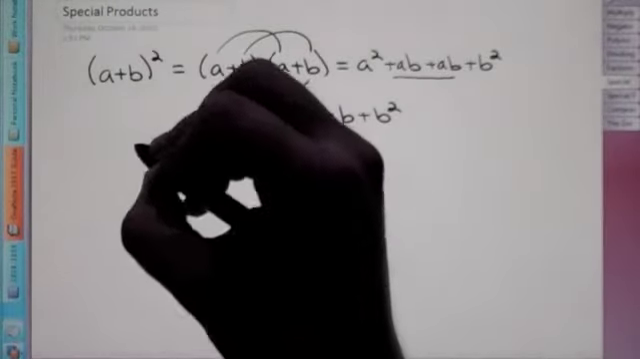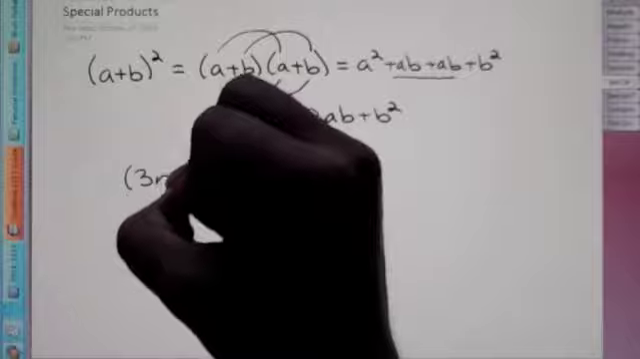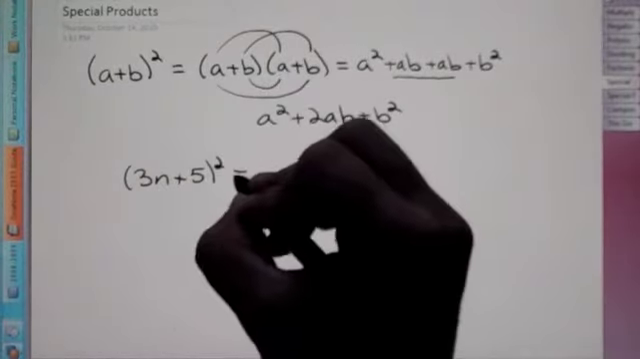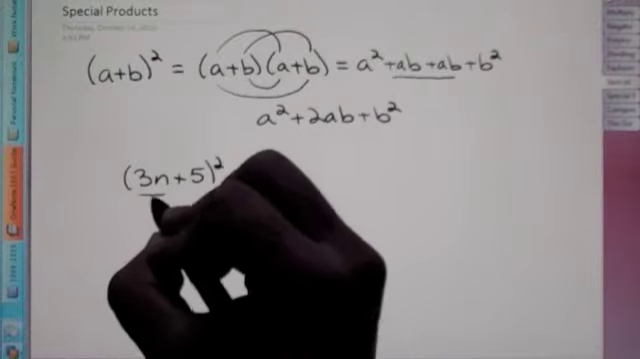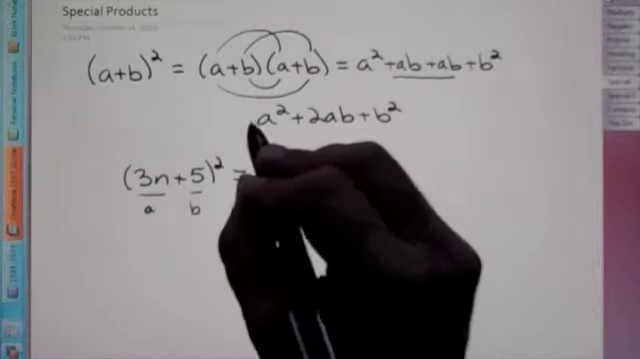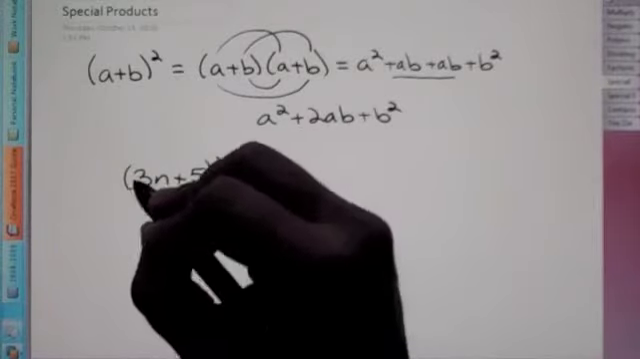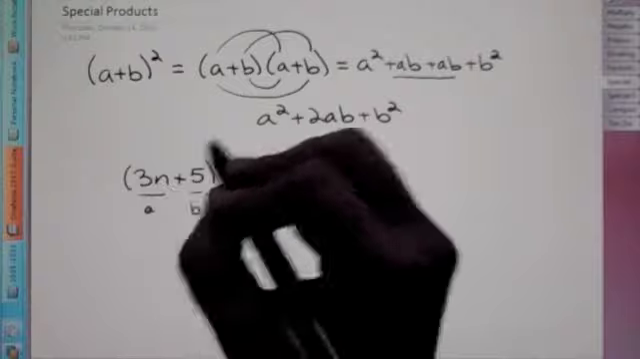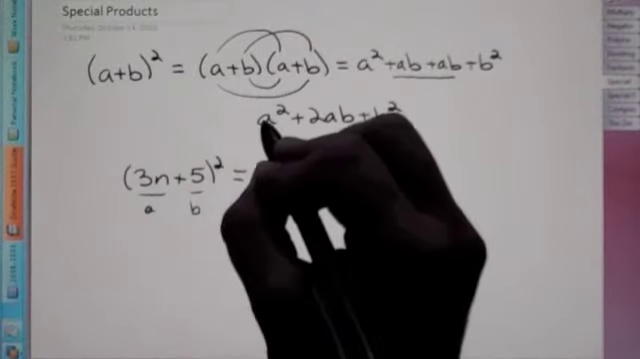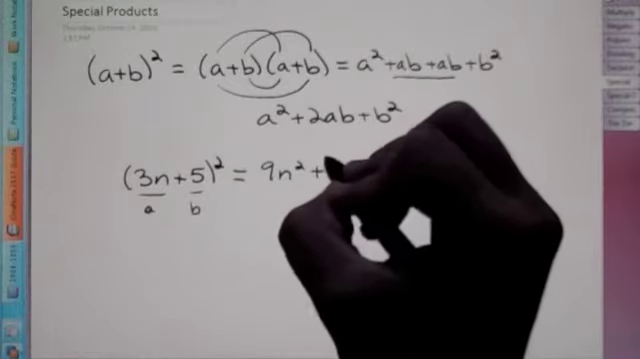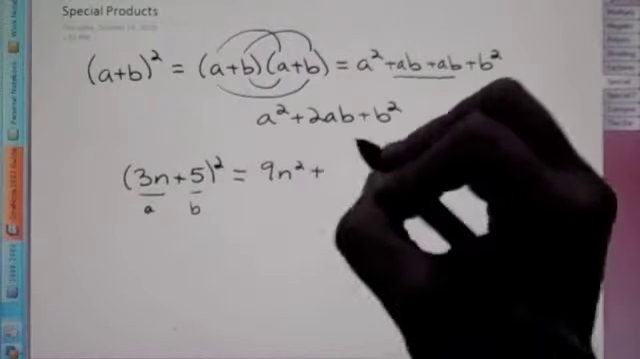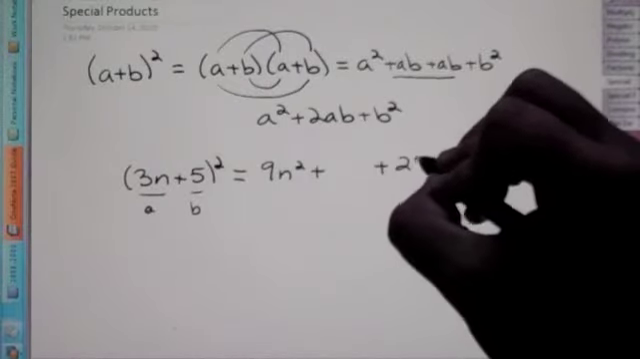So if I give you a problem that says (3n + 5) squared. Now 3n is in the position of a, and 5 is in the position of b. So we could just rewrite it like this. This says a squared, so you have 3n squared, which gives us 9n squared. Because again, we have a plus. Now we have another plus over here, and this says b squared. 5 is in the position of b, so 5 squared is 25.